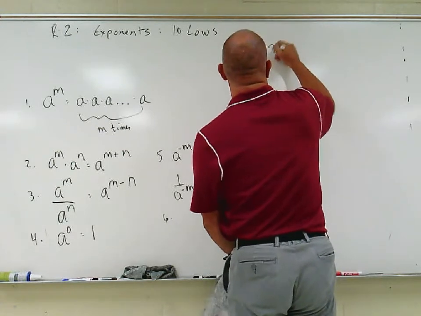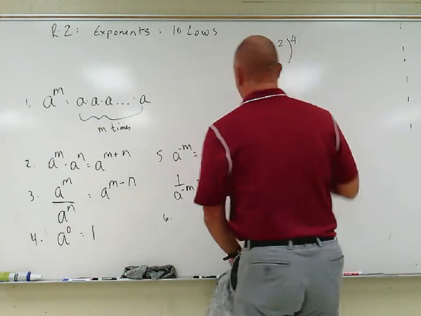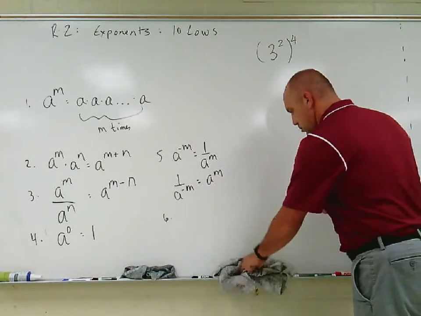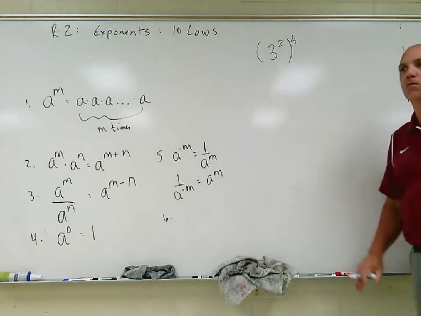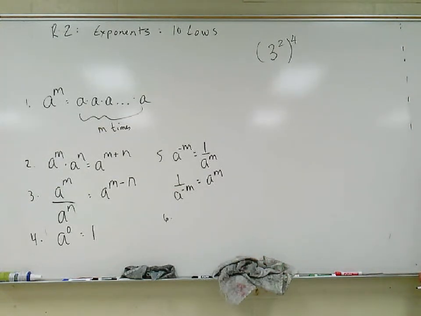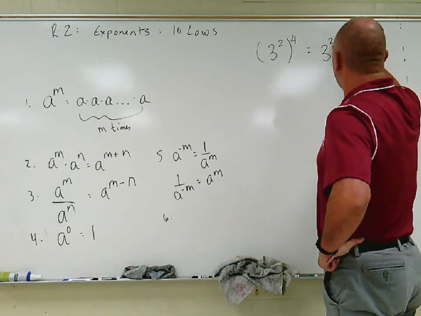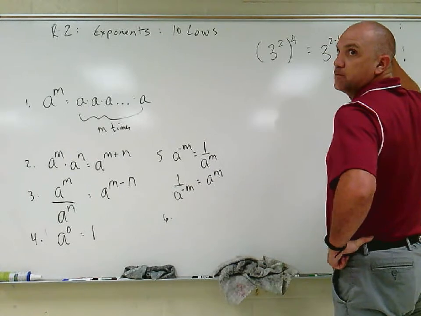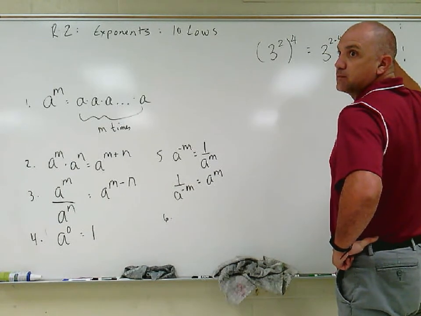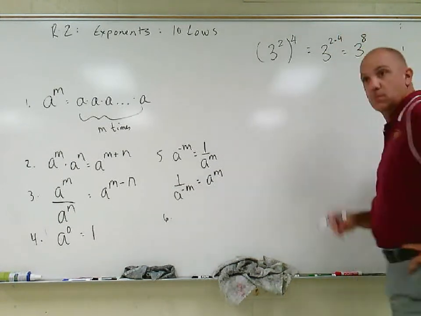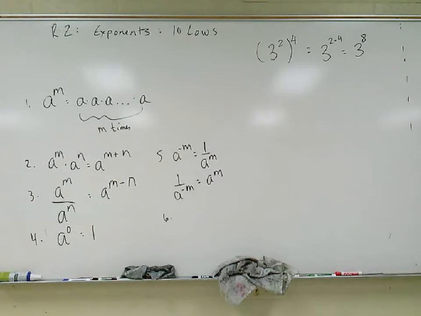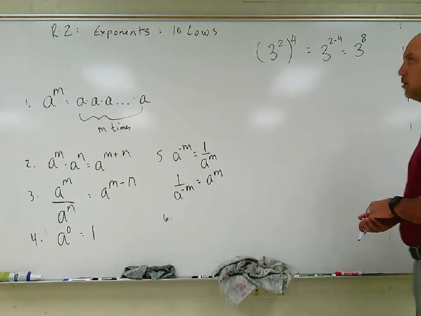What is the rule? You have a power raised to a power. What do you do? Multiply your exponents. So the answer should be 3 to the 2 times 4, which is 3 to the 8. That's exactly right. That's the rule. So let's talk about why that's the rule. A power raised to a power, you multiply. So let's talk about why.